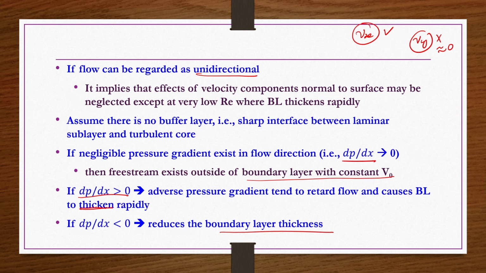Okay. So, if you have strong gradients, that means in such a case we are expected to have negative pressure gradients within the boundary layer.